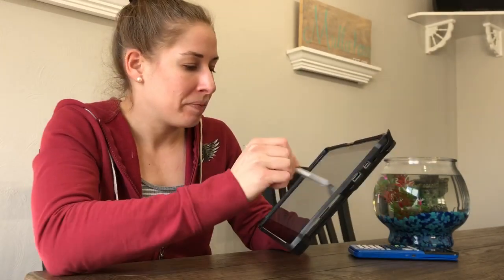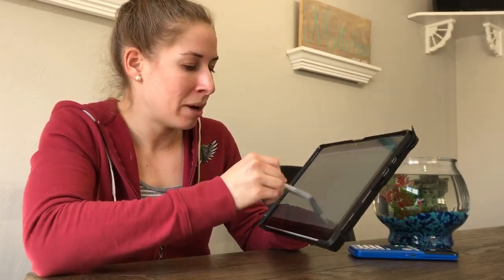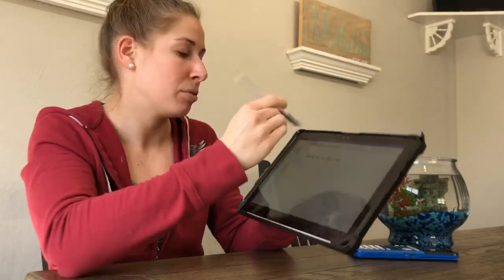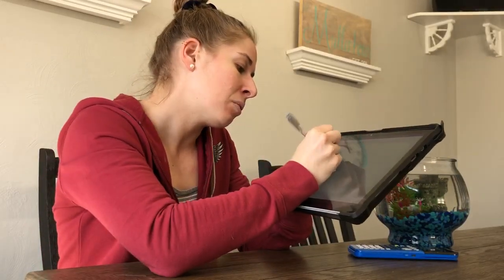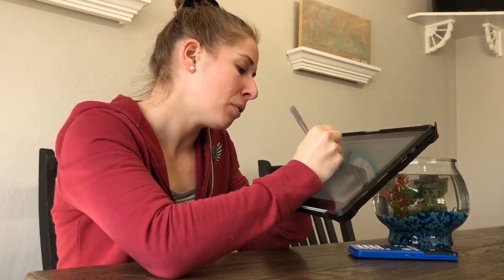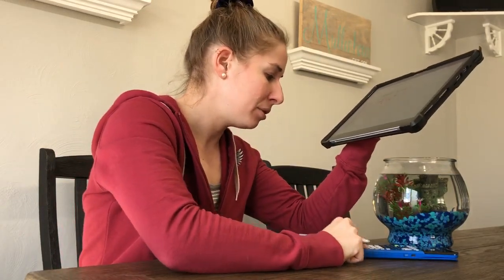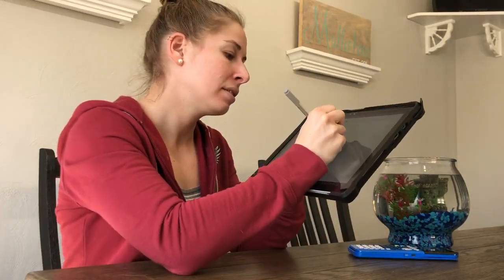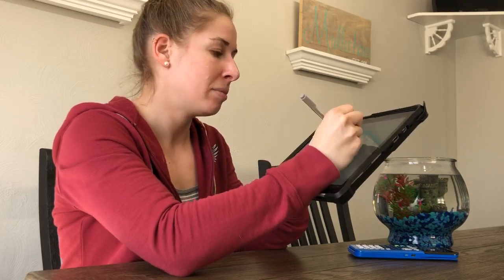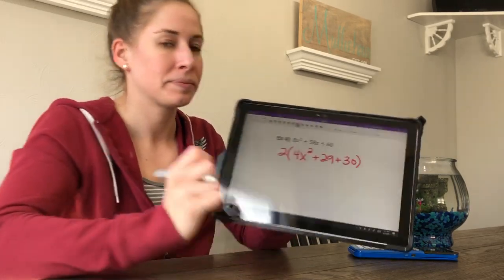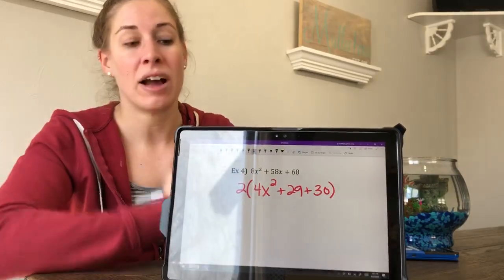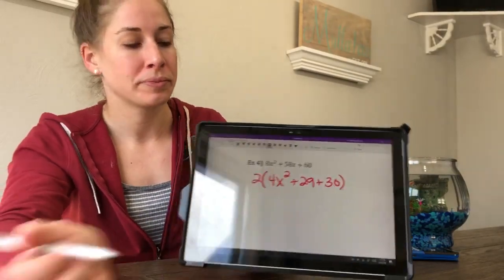All right, so we did have a common monomial of 2. We caught it, so we're going to factor it out. And then what's left is 4x squared, 58 divided by 2 is 29, and 60 divided by 2 is 30. Okay, so there we factored out our common monomial of 2.